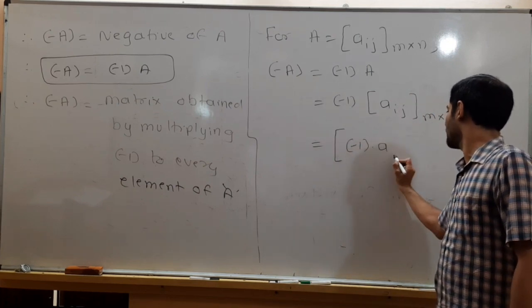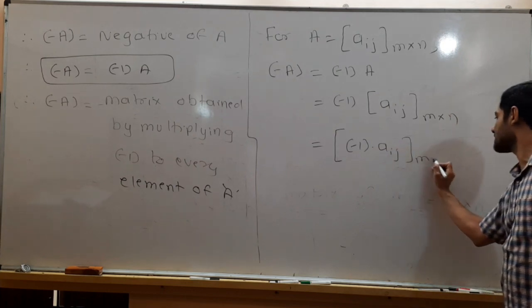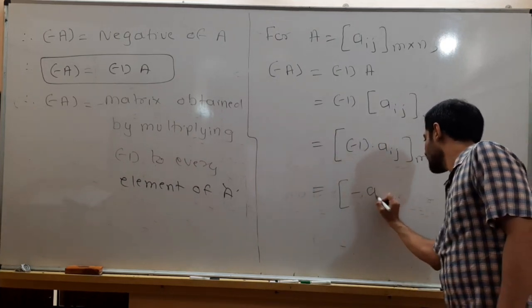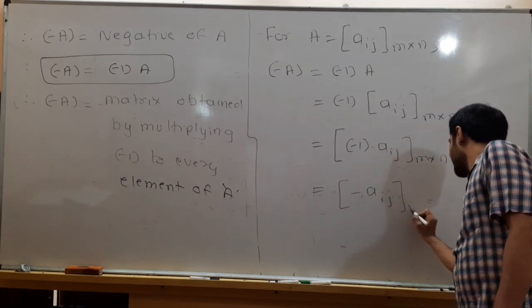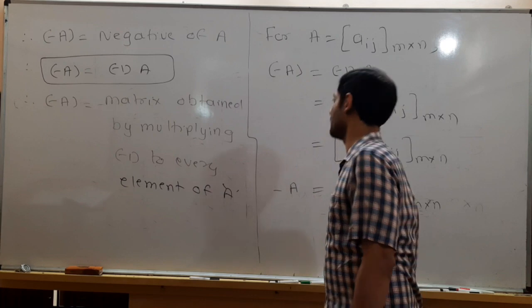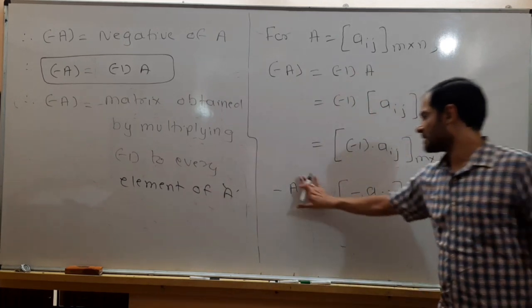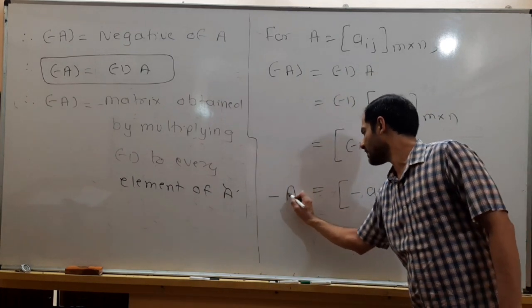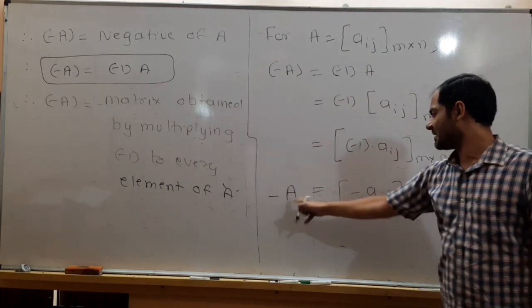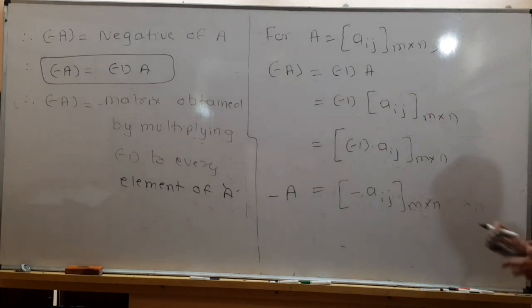Minus 1 into Aij cross n. So that will be minus Aij of the order n cross n. That is minus A. This is minus A. What is minus A? Minus of Aij. If A is Aij, minus A will be minus Aij of the order n cross n.